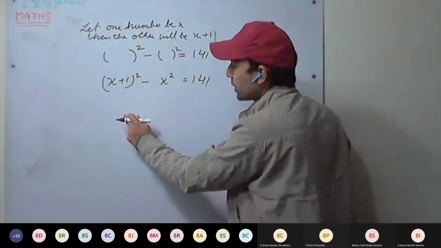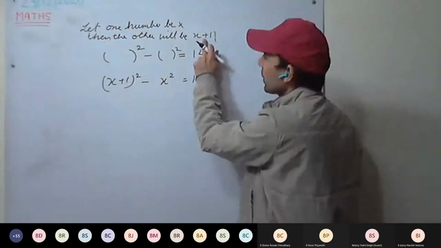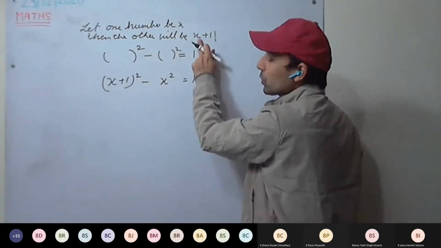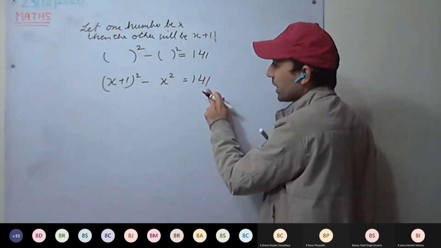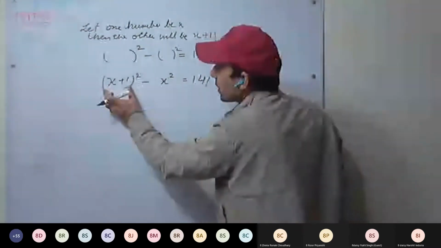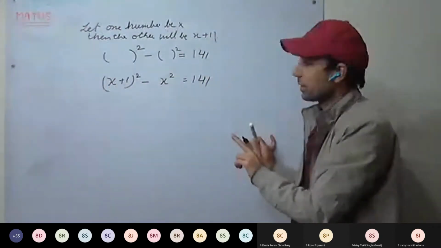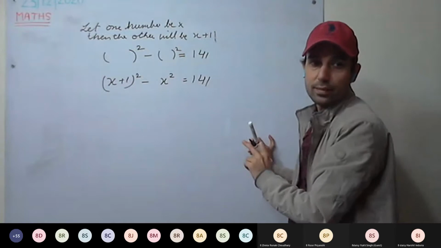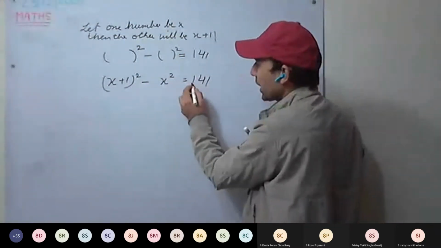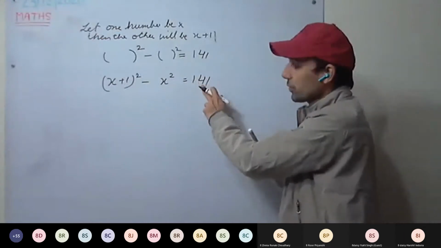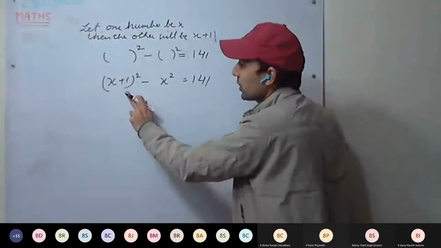What is given in the question? The difference between the squares of two consecutive numbers. So one is x plus 1, other is x. These are the two consecutive numbers. Now the squares' difference is 141. That means we have separated the square of the smaller number from the square of the bigger number. Understood this one? Bigger number's square minus smaller number's square. Then only we are going to get plus 141.